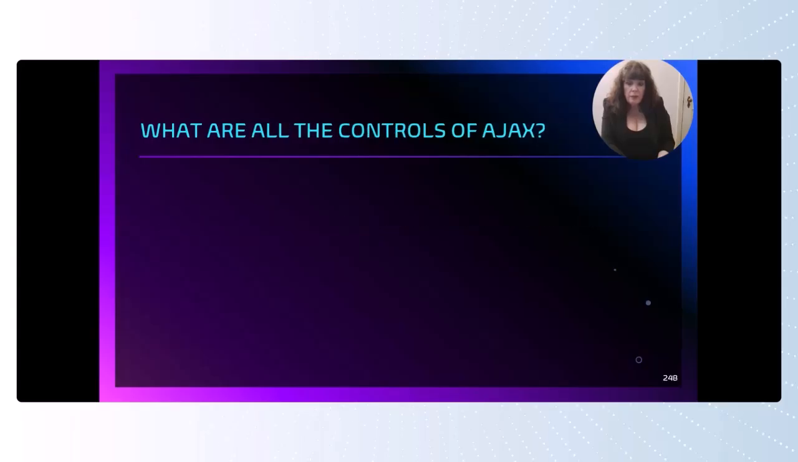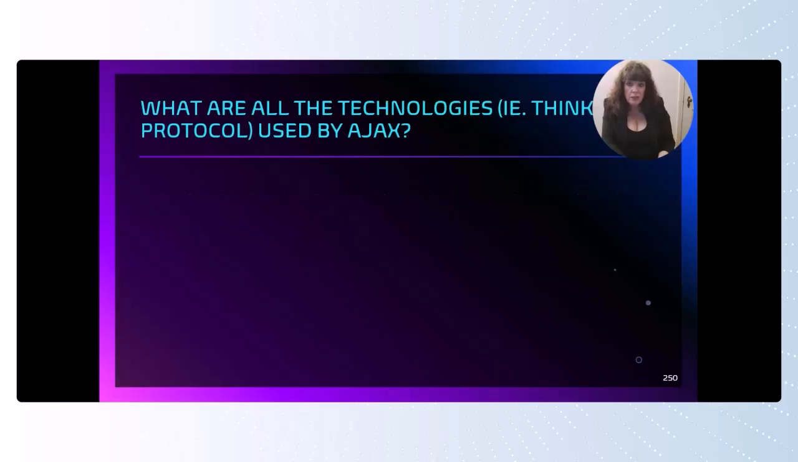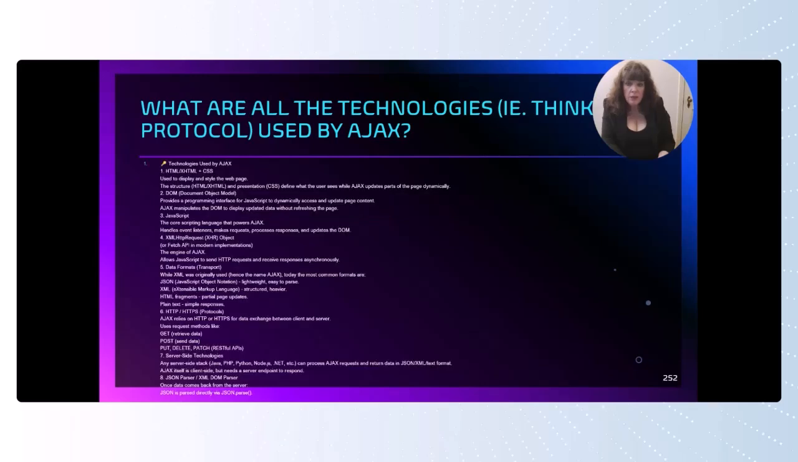What are the controls of Ajax? In modern web development, Fetch and jQuery Ajax methods are the primary controls developers use for asynchronous communication, while the document object model events and callbacks control when and how the Ajax request executes. What are all the technologies used by Ajax? JavaScript, XML, and it relies on multiple technologies that work together.